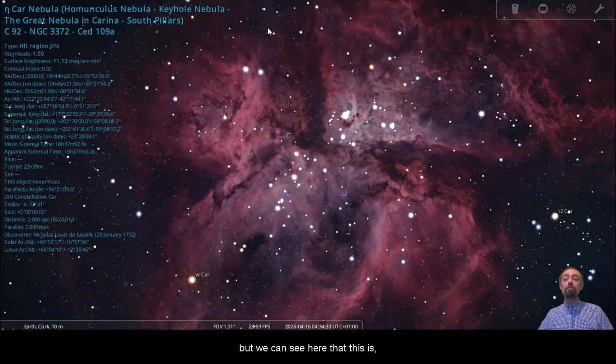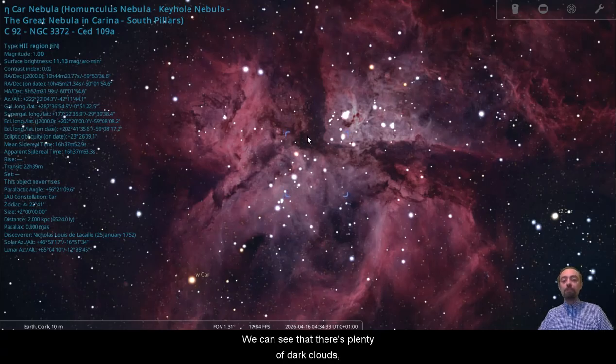But we can see here that this is an H2 region, so that means there's ionized hydrogen in here. We can see that there's plenty of dark clouds, and those are regions of star formation. We can also see these emission regions, EN, presumably for emission nebula, but that is me making an assumption. The stars in here are hot enough and close enough to the cloud of gas that they're heating it up until it is glowing with this kind of soft pinkish color, which we now know from a few videos ago when we spoke about the colors of stars. We know that this color here is somewhere in the 3000-ish Kelvin range, this kind of a deep, soft red color.